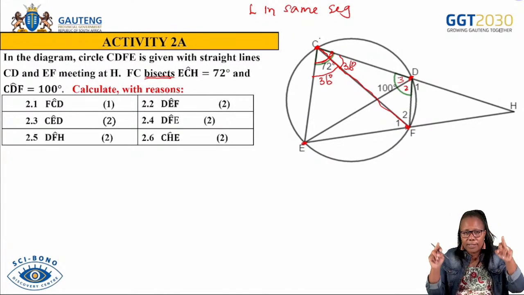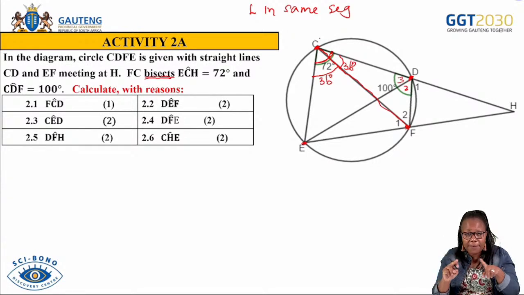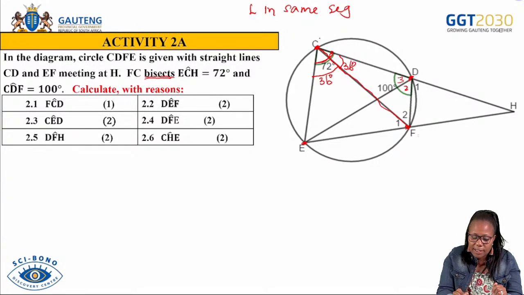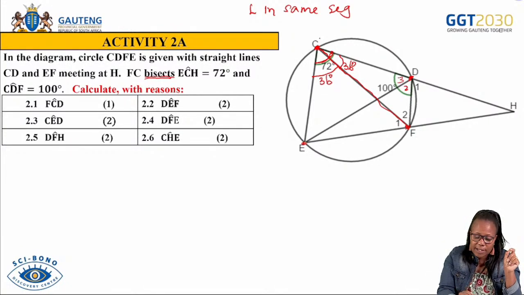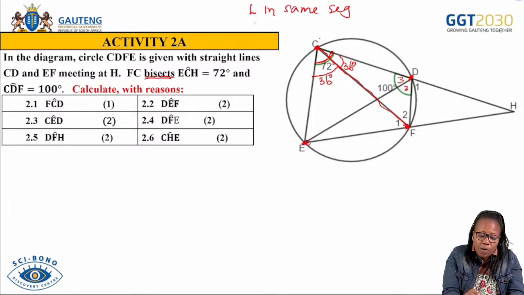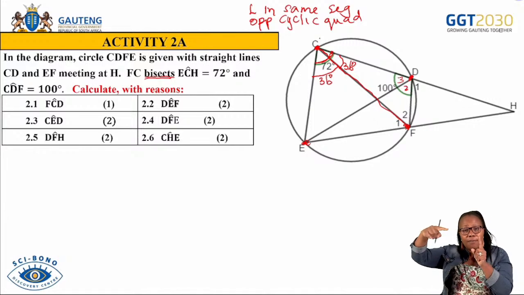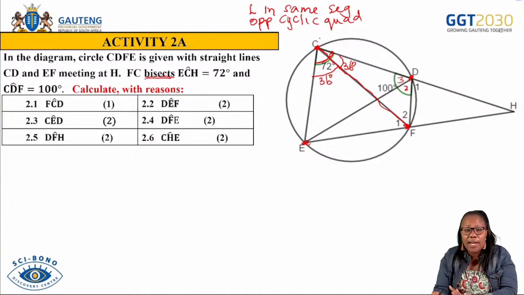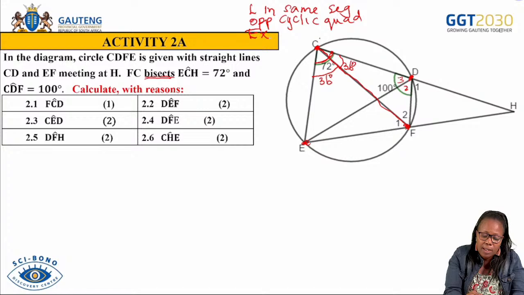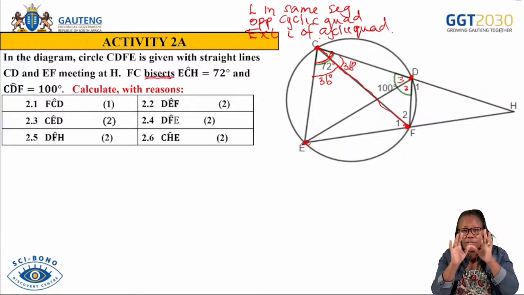Next is cyclic quadrilateral. Do we have a four-sided figure in the circle? Yes, we do have. CDEF is a four-sided figure. Do we have all the vertices touching the circumference? Yes, therefore we can use what? Opposite angles of a cyclic quad. Okay, that is how you analyze. Do we have an extension of one side of that cyclic quad going out? Yes, we do have CDH extended. We have EFH extended. Therefore, we can use the exterior angle of a cyclic quad. It's also applicable then. Okay, we are done with cyclic quad theorems.